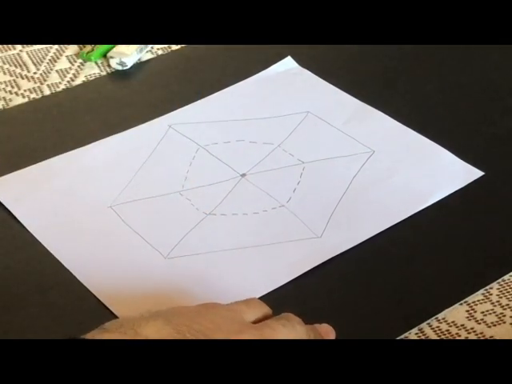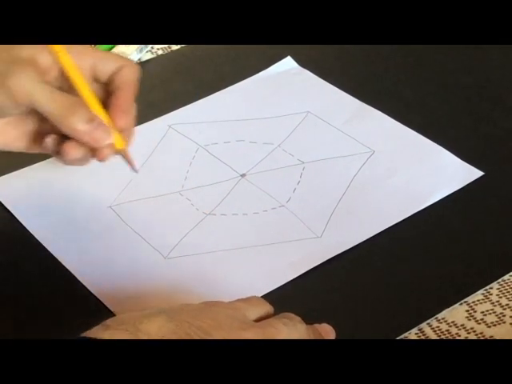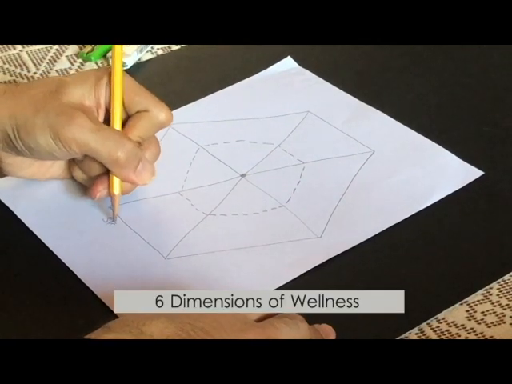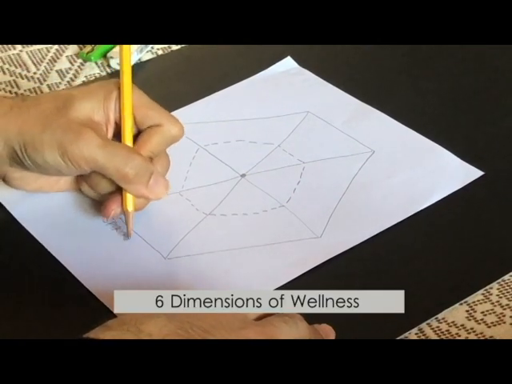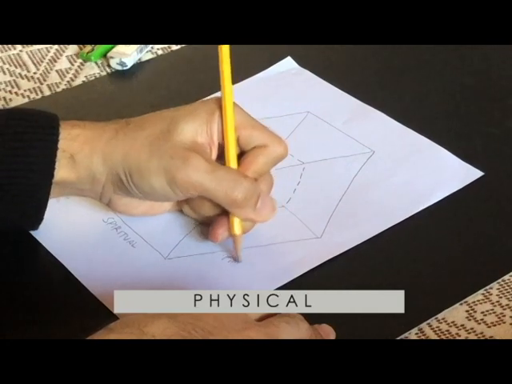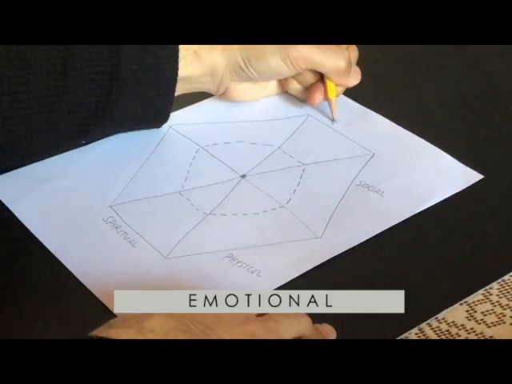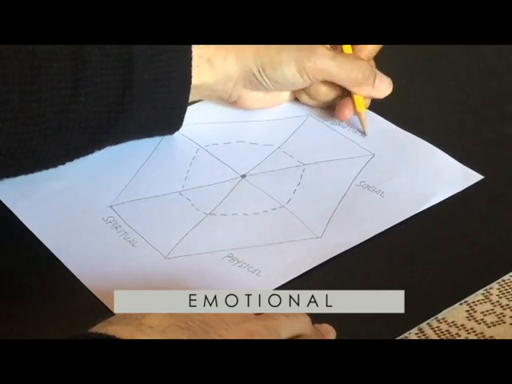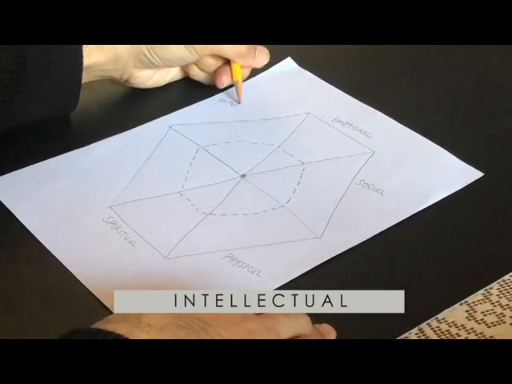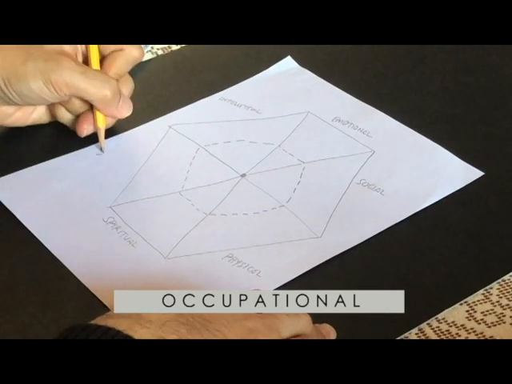Now, these 6 triangles represent the different dimensions of your wellness. Let's label them: spiritual, physical, social, emotional, intellectual, and occupational.